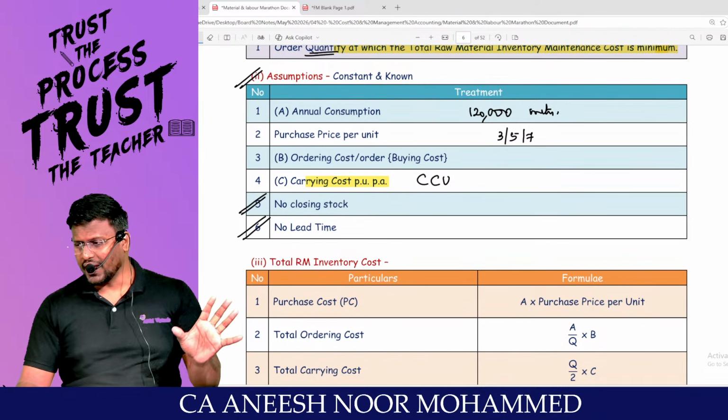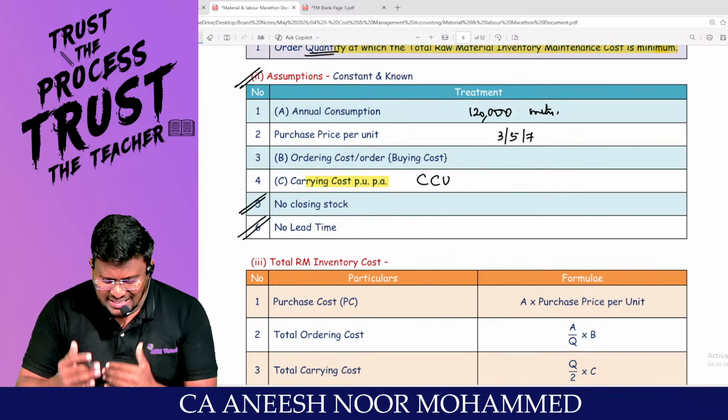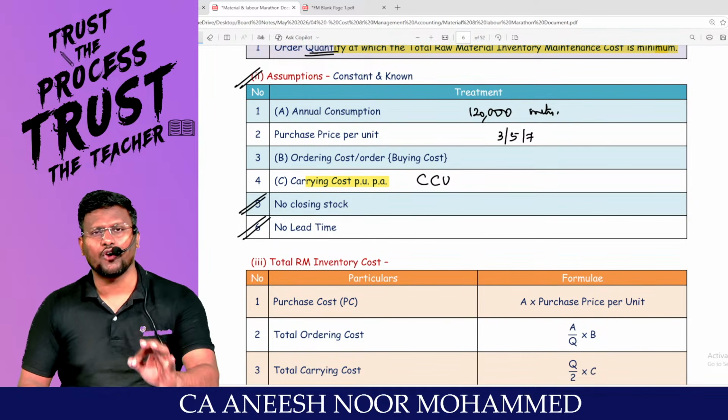No closing stock and no lead time. These are the basic assumptions on which the EOQ formula has been derived.